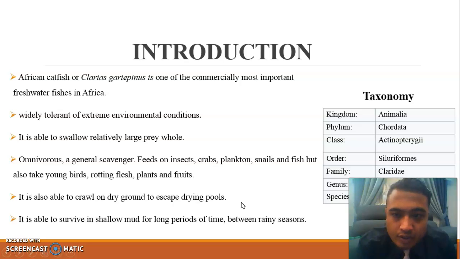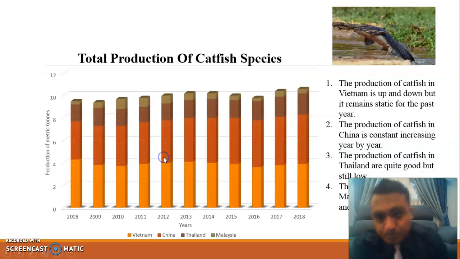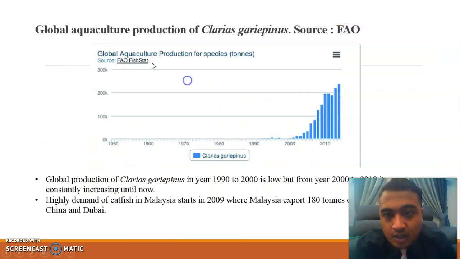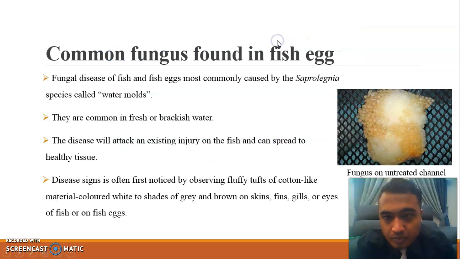We move to the first part, the introduction. I chose African catfish because it is one of the commercially most important freshwater fishes in Africa, also in Asia, and it is a fish that is easier to get anywhere that we want. Here is the taxonomy and biology of African catfish. This is the total production of catfish species in Asia, and this is the global aquaculture production of African catfish.